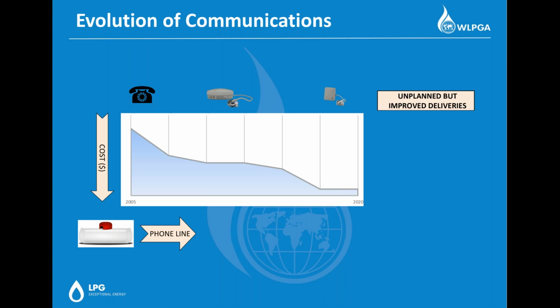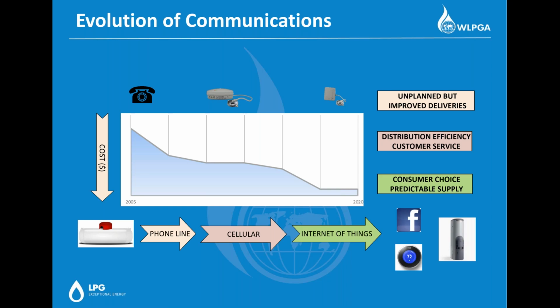And this is an indication of how communications have developed over the last 15 years. 15 years ago, we had the direct phone line, and that allowed us to telephone our clients. And then we moved to the cellular network, and as we did that, the costs of communications came down. And now we're in this IoT area, and the cost of communicating with IoT is incredibly low compared to what it was 15 years ago.